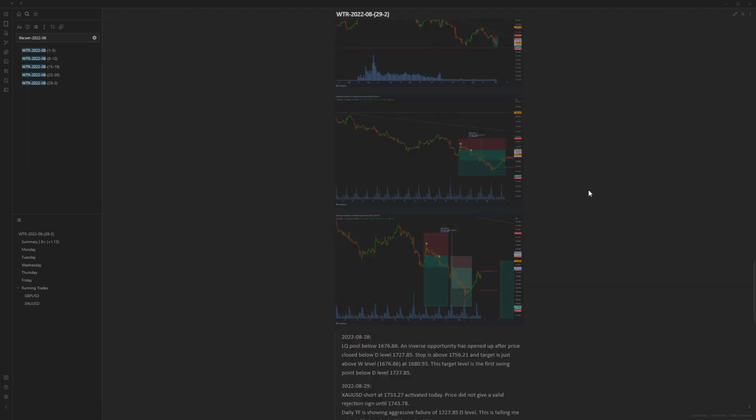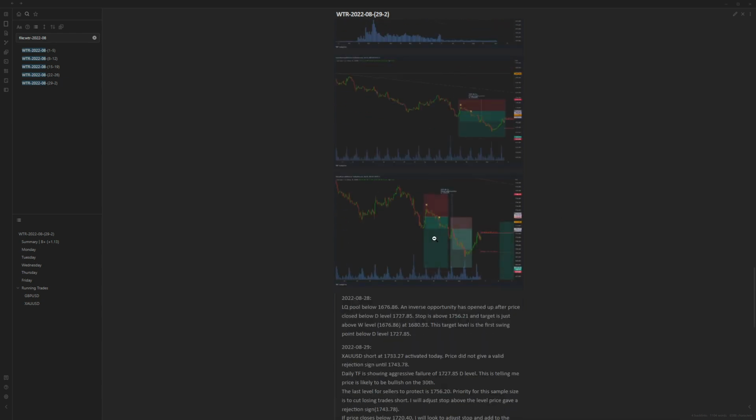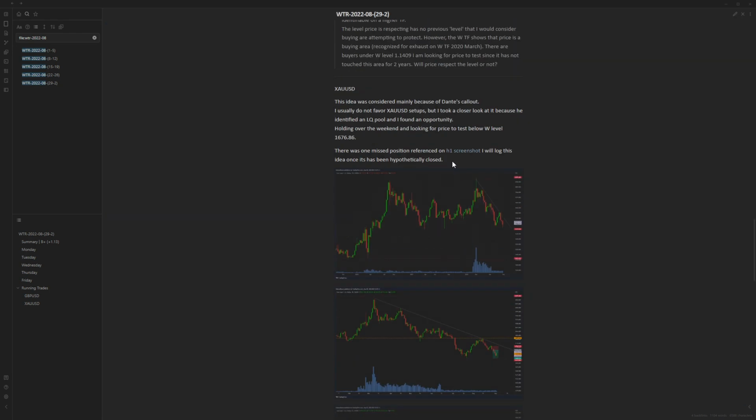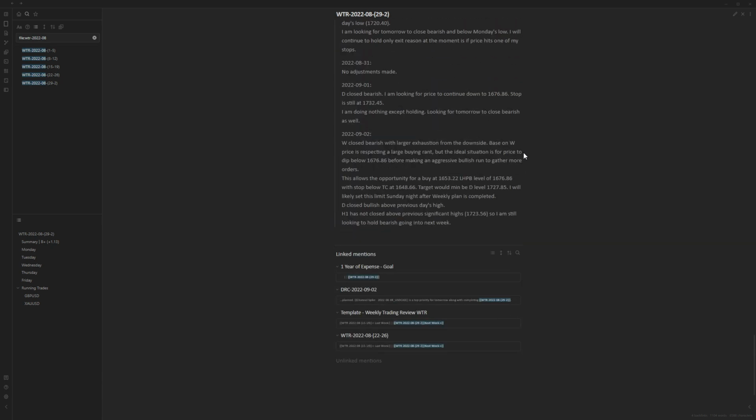Okay. I believe there was something else. Yeah, there's something I haven't said here, but I believe I noted it down. Holding over the weekend, I usually do not, but I'll look for a test below. I know I typed this out. Oh yeah, I typed it out during the review. So with identifying the liquidity pool, no matter what, I'm looking for it to be tested, whether it gets there before it hits my stop or not. I'd like to see it tested before we turn bullish, possibly again.